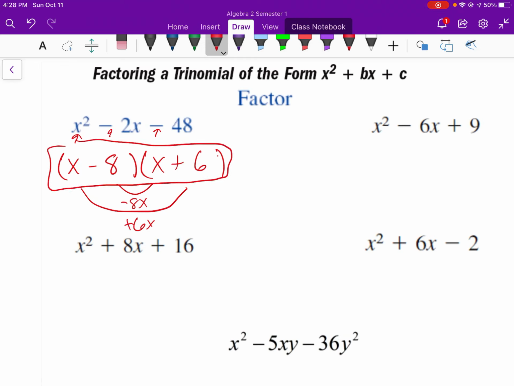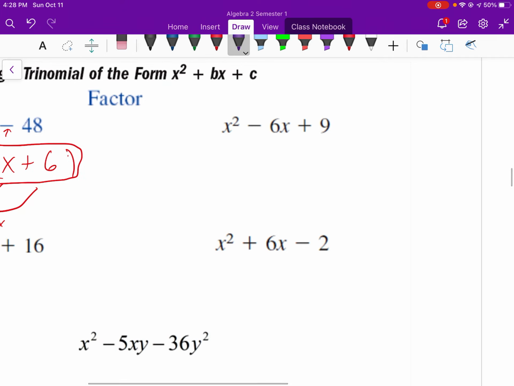That, when we combine the outside and inside there, will give me that negative 2x. Okay, so for the next one, no greatest common factor. To multiply and get x squared, it's going to be x and x. And I see that this sign right here is positive, but this one is negative. That's the indicator that both signs in here will be negative.